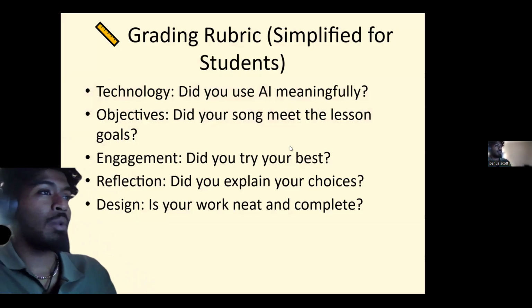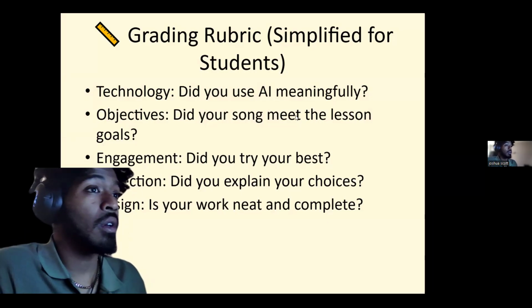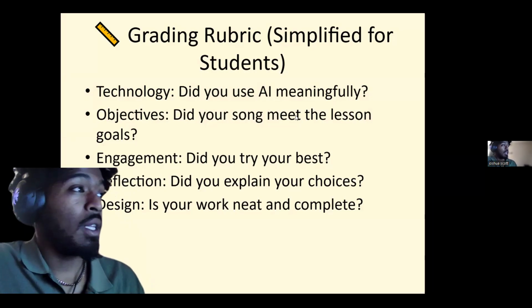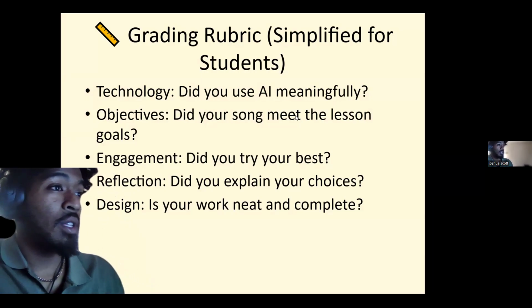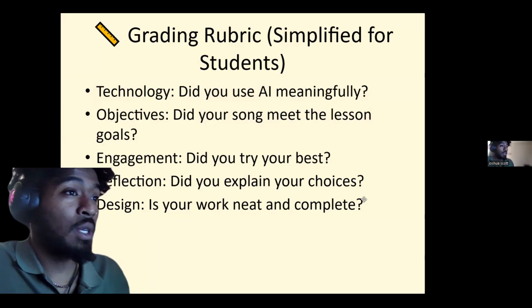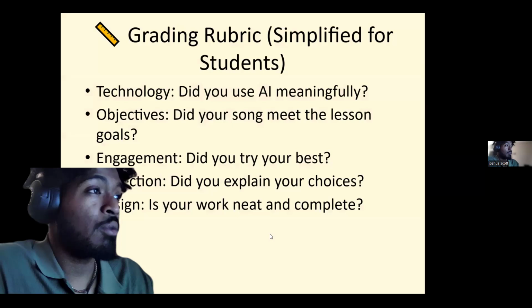One of the grading rubrics that we were going to go over is, did you use AI meaningfully, as well as objectives? Did your song meet the lesson goals? Did you try your best, which is more important? Reflection, did you explain your choices? And is your work neat and complete?